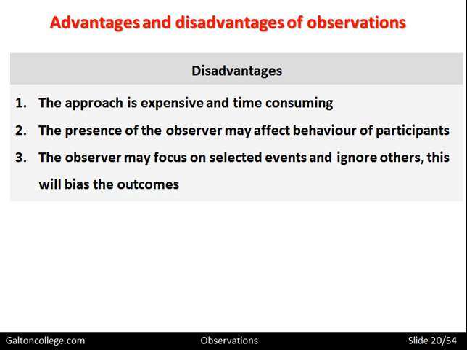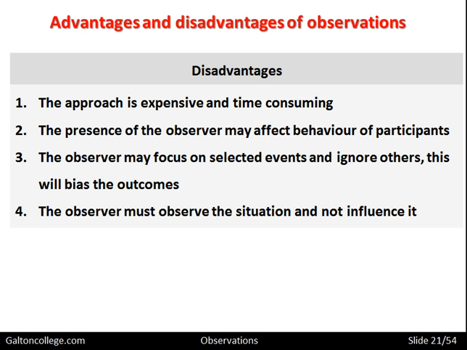The observer may focus on selected events and ignore others. This will bias the outcomes as well. Sometimes the observer may ask questions in one line only, just focus in on one issue and probe that one issue in detail. But there are other issues that have been forgotten about or ignored, which could be just as important or even more important. So there are issues about bias in that context as well. The observer must observe the situation and not influence it. That's important. The observer must not influence the situation or influence the outcome.